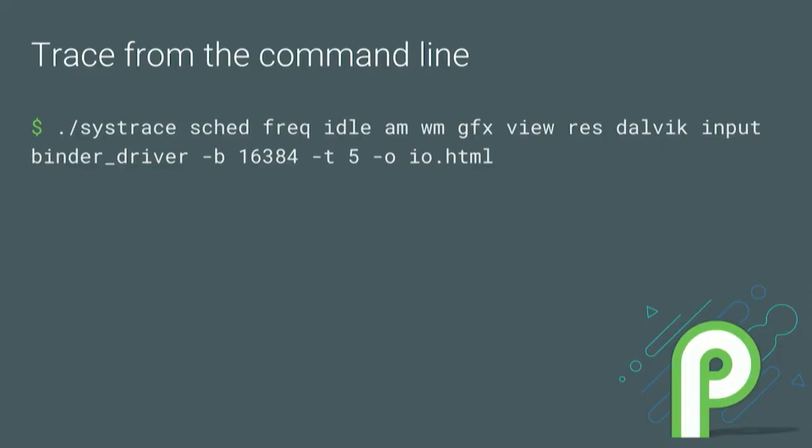-t is an optional argument. It tells you how long to record the trace for. If you don't pass -t, you just press enter to stop the trace. And then -o is where to write the trace. If you don't pass -o, it defaults to trace.html, which is fine, but also very annoying when you start taking hundreds of traces, and they're all named trace.html.